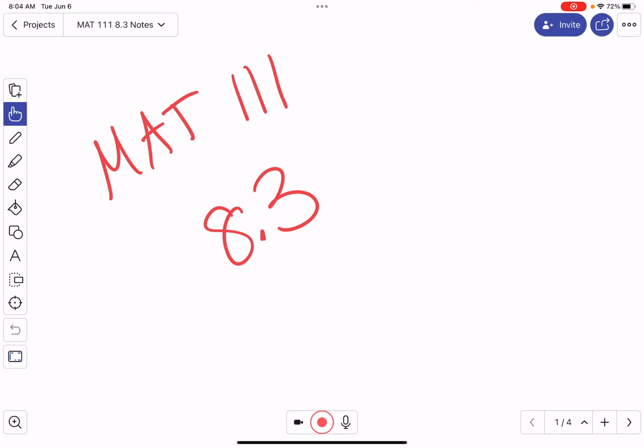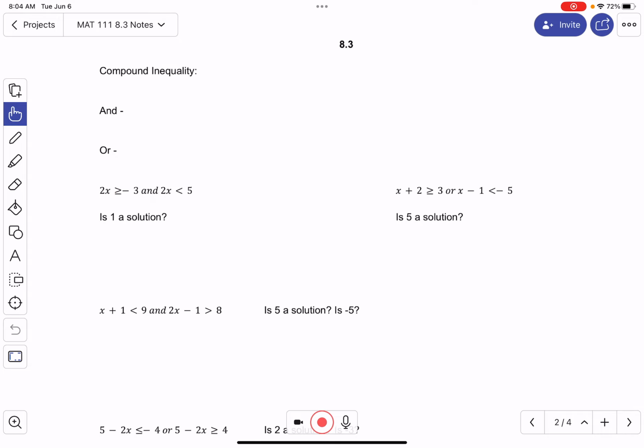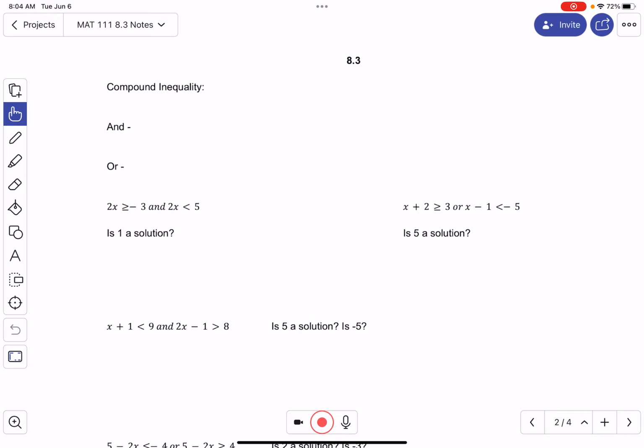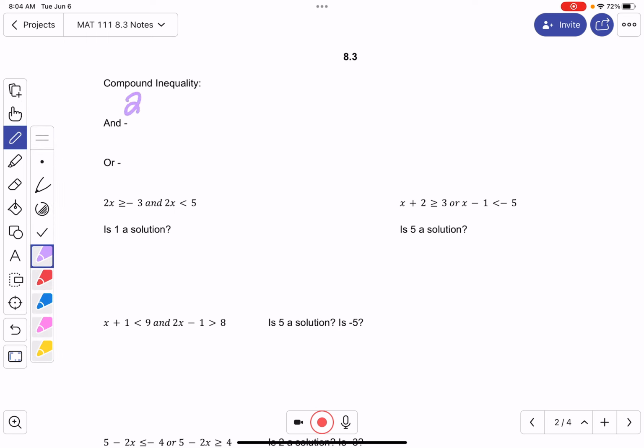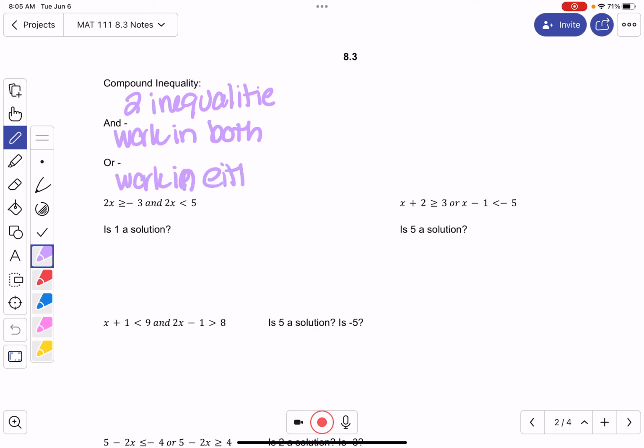This video covers section 8.3, which is going to look at inequalities. A compound inequality is when you have two inequalities joined with "and" or "or." The solution has to work in both inequalities, or has to work in either, or both. It could just be one.